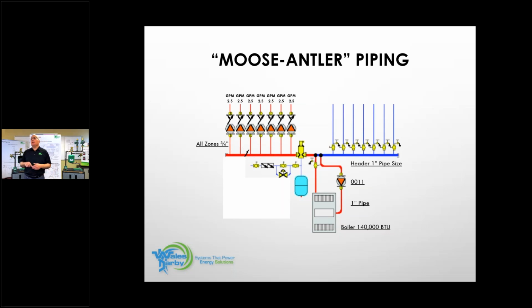Troubleshooting, root cause troubleshooting. Look at this scenario here. We're giving you GPM per zone. We're giving you pipe size. We're giving you a boiler size. But here's your problem. Everything works. You show up on the job and the building owner or the homeowner is telling you it's not heating well.